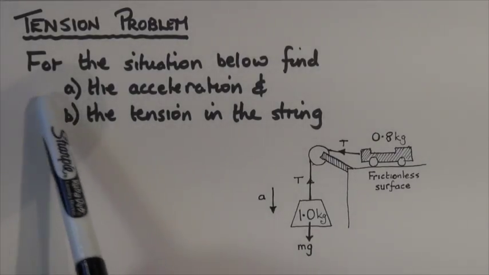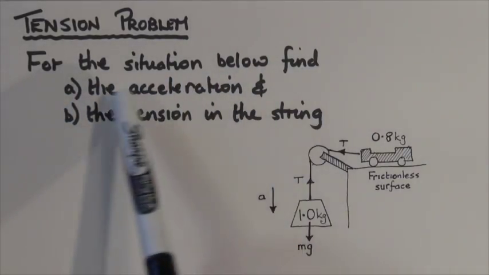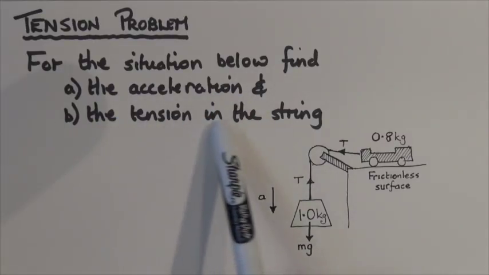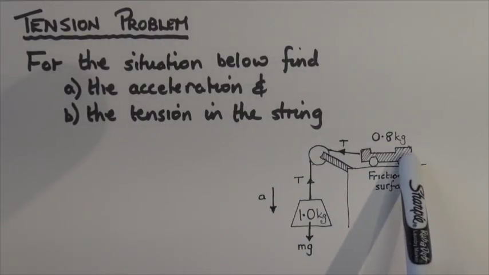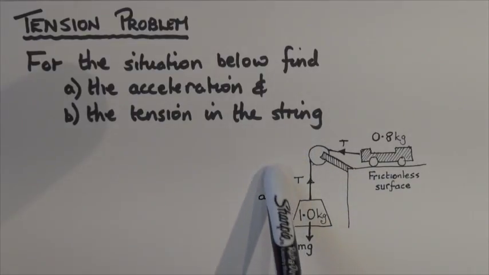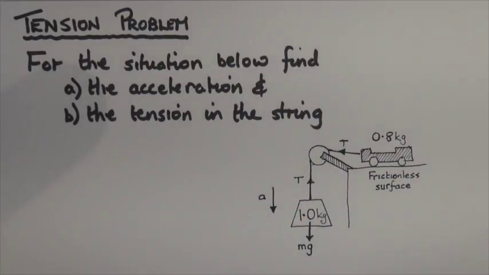In this video, we're going to explore our first tension problem. So let's set up a scenario. We have a situation below where we're going to calculate the acceleration and the tension in the string. So what have we got? Well, basically we've got a 1 kilogram mass acting downwards, which is held by a string, goes over a pulley and pulls a 0.8 kilogram trolley on a frictionless surface.